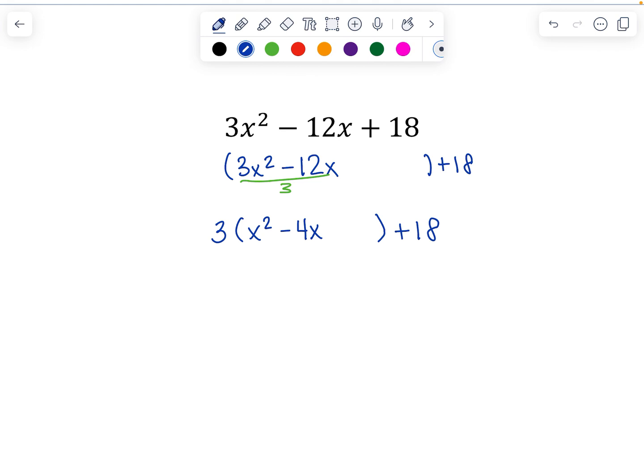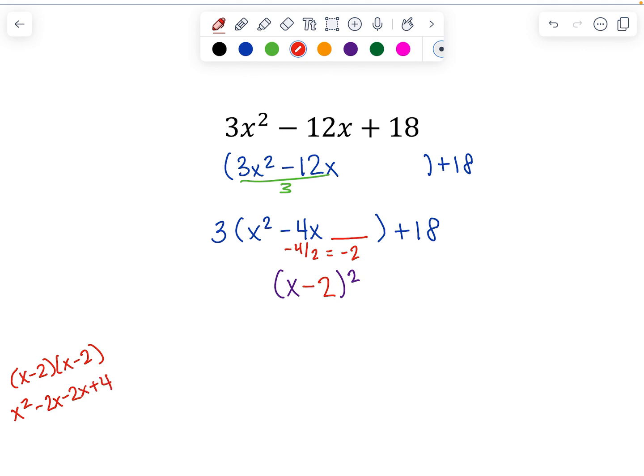Okay, now I'm going to do the normal completing the square. I need to find what number goes here so that I can write this as a squared binomial. I'm going to take my b term, negative 4, and I'm going to cut it in half, which gives me negative 2. Negative 2 goes in here. So now remember, x minus 2 squared is x squared minus 2x plus 4. I'm going to put a plus 4 right here.